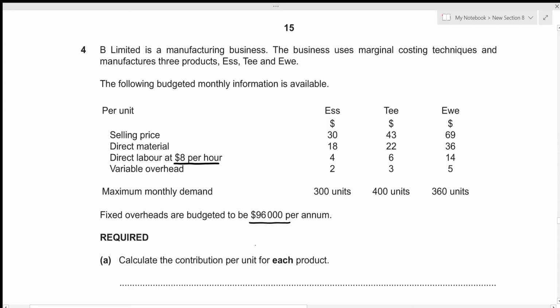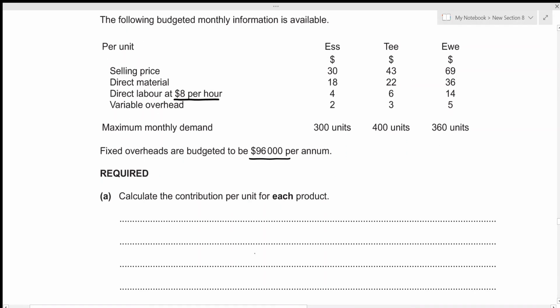Firstly, we need to calculate the contribution per unit for each product. So contribution is basically the difference between sales price and the variable cost. So we just need to figure that out for these 3 products. Let's make a statement. The first product is S, the second one is T, and lastly we have E. We'll start with the selling price. So the selling price for these 3 products are 30, 43, and 69 respectively.